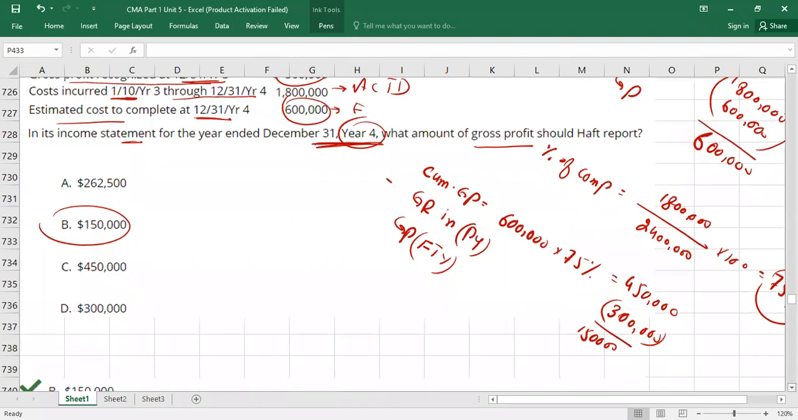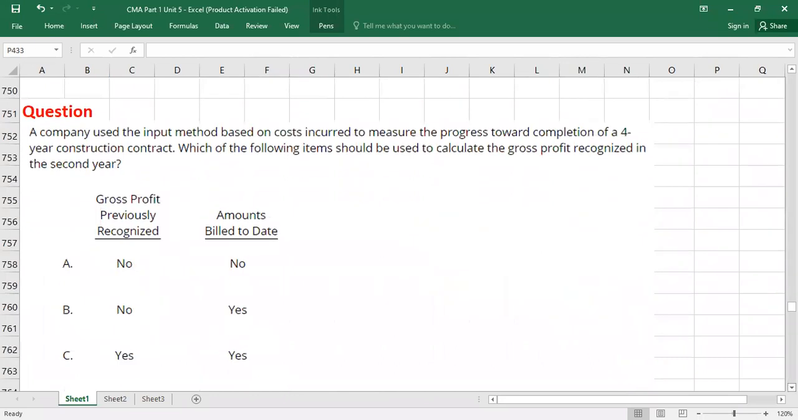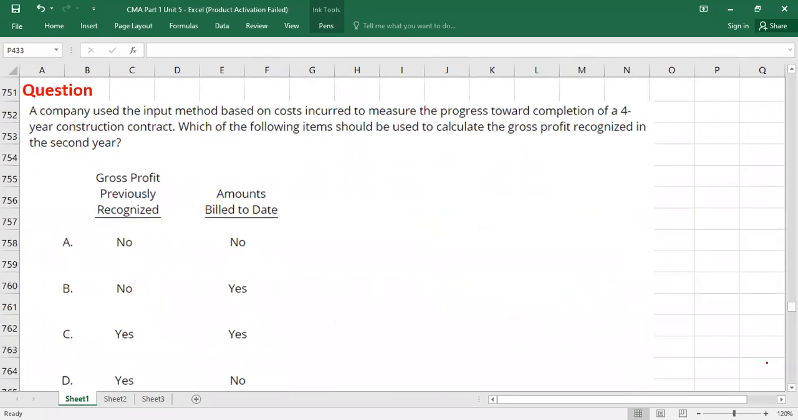Now, we have one more question here. Let's do it. This question also. They're telling you a company used which method? Input method based on cost incurred to measure the progress towards completion. Actually, the percentage of completion is calculated based on cost of 4-year construction contract. Which of the following items should be used to calculate gross profit recognized in the second year?